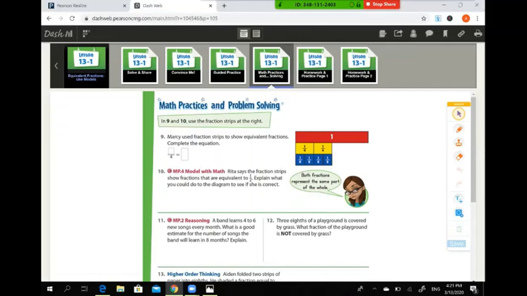So let's read question number 9. Marcy used fraction strips to show equivalent fractions. Complete the equation. Out of 4, how many do I have? I have 2 out of 4. So 2 over 4. And out of 8, how many are equivalent to 2 over 4, which is 1, 2, 3, 4, which is 4 over 8.